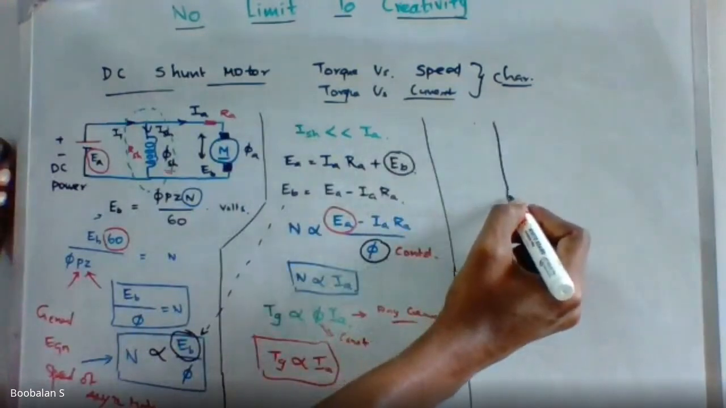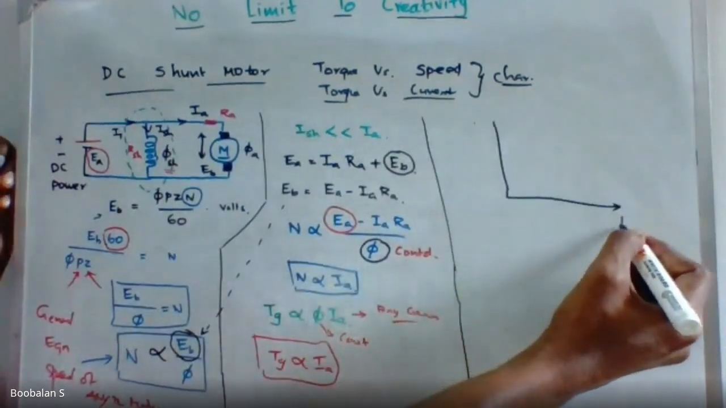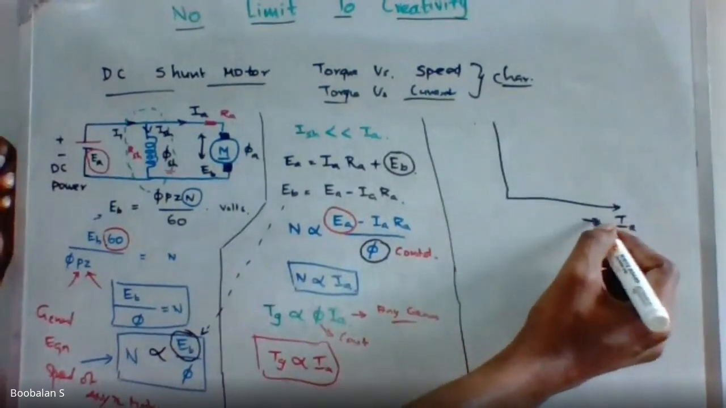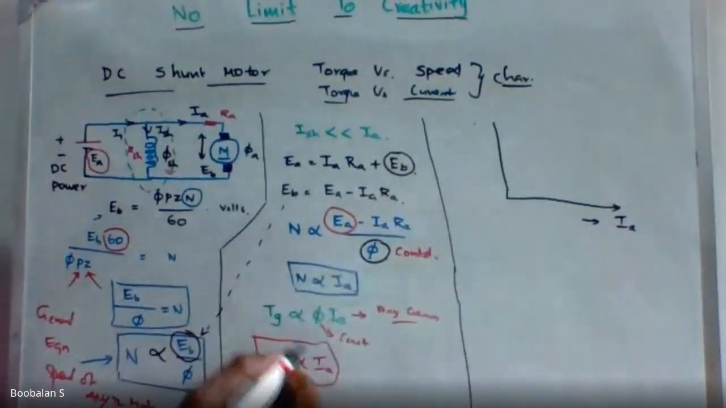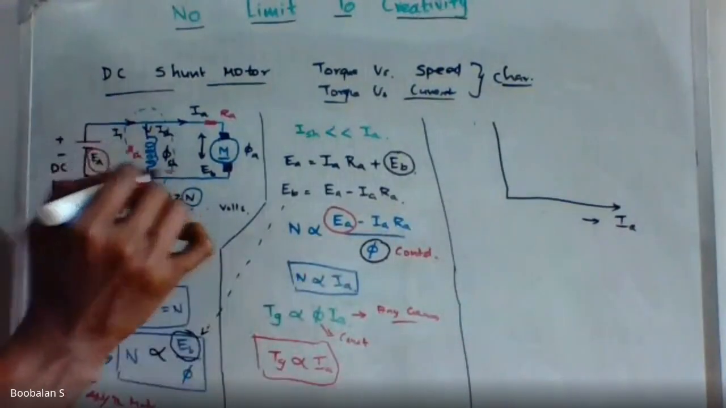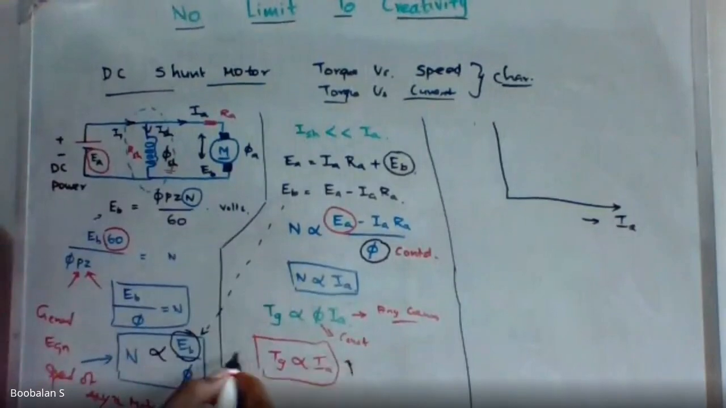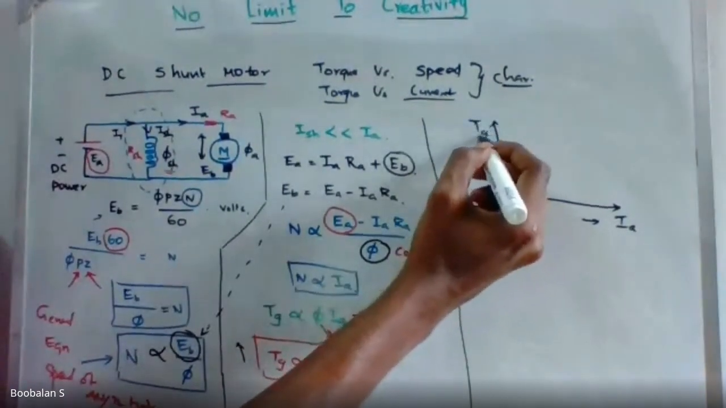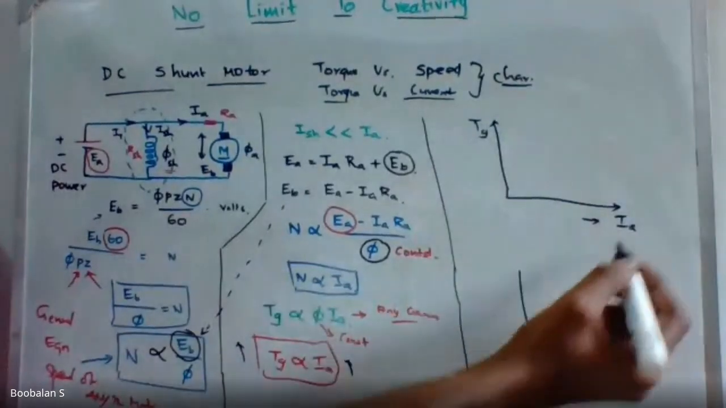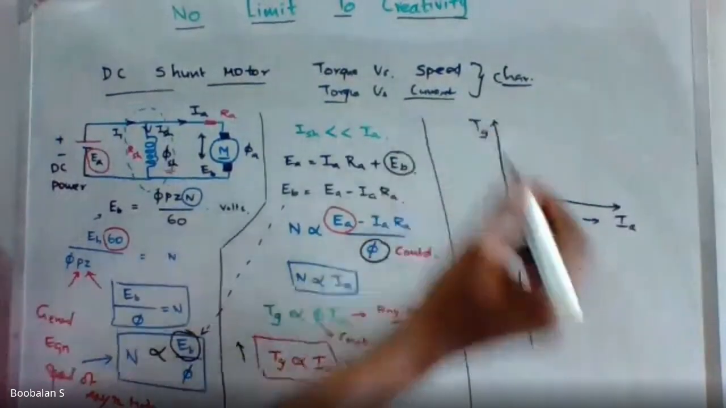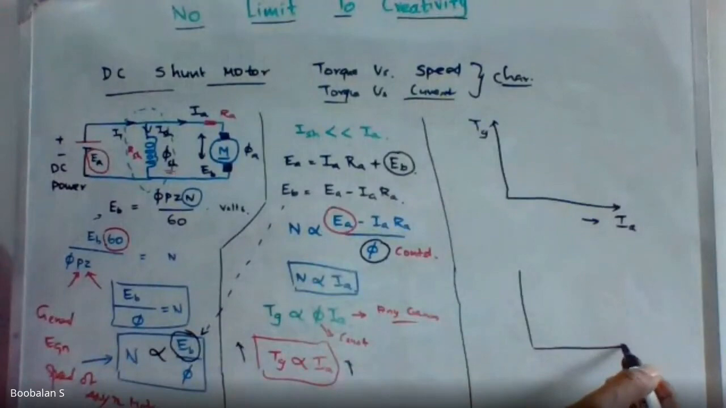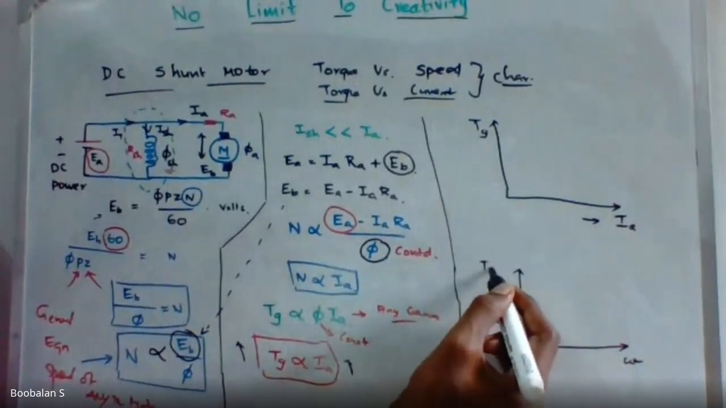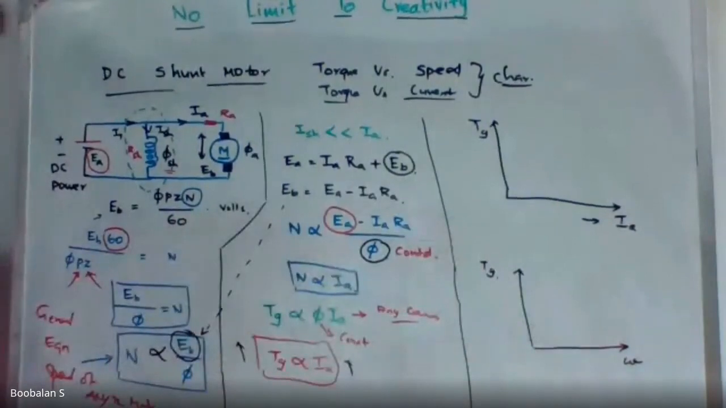One has the x-axis as IA, the armature current flowing. If the flow of current in the circuit is increased, the generated torque is directly proportional. This is my output TG. And one more case: this is the electrical term, and this is the mechanical term. Here speed is a mechanical term, and here also a mechanical term, right? Now we are going to see two different characteristics of this motor.